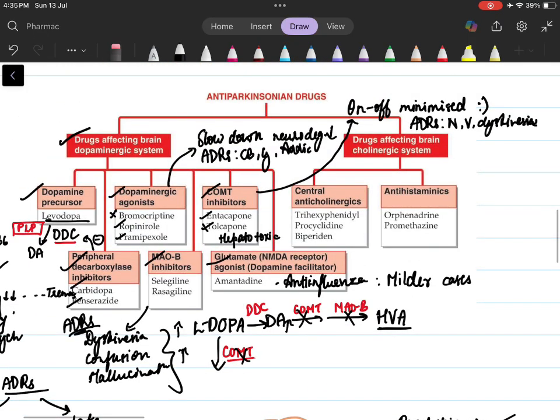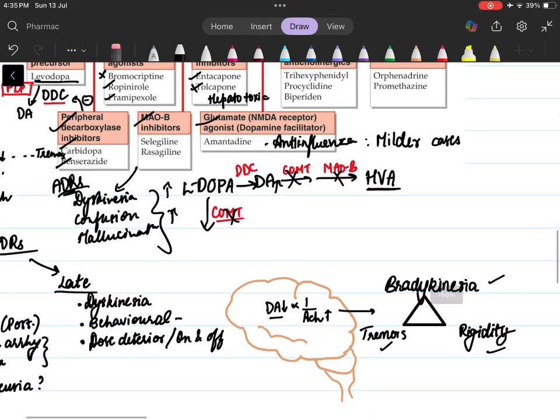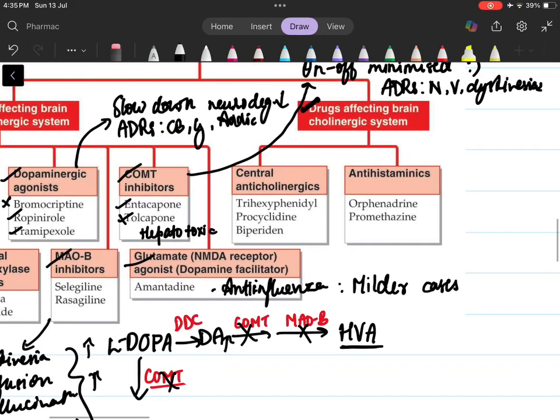Then we have the drugs affecting the cholinergic system. You remember the imbalance where less dopamine causes an excess of acetylcholine, and that is directly implicated in the symptoms of Parkinsonism. So that is tackled by centrally acting anticholinergics. Central, not peripheral. So you cannot use atropine and all. These anticholinergics actually cross the blood-brain barrier. And the basis for this, I have made a reel about it, so check it out if you have time.